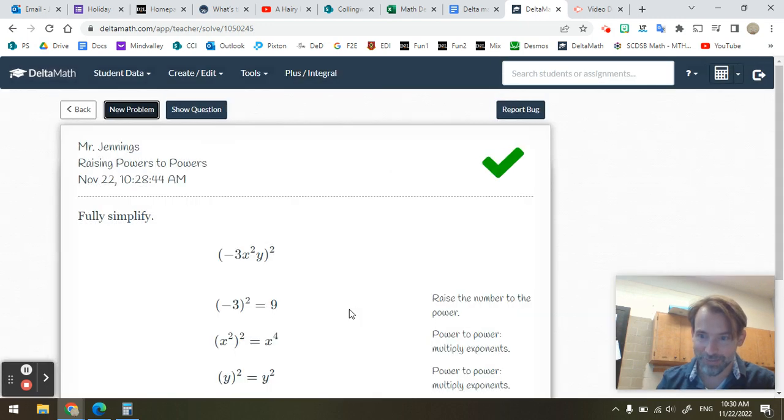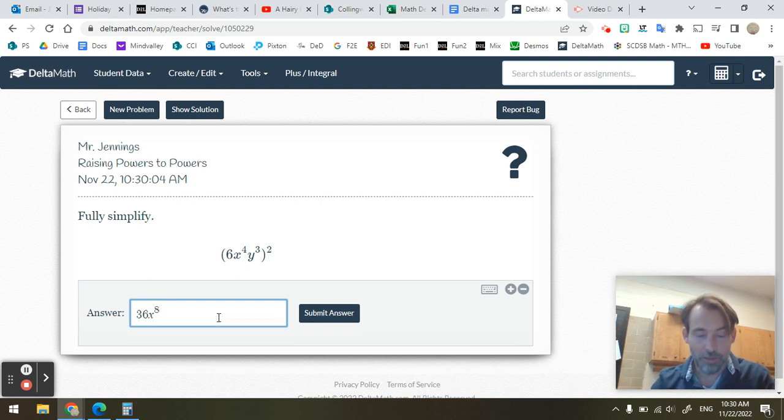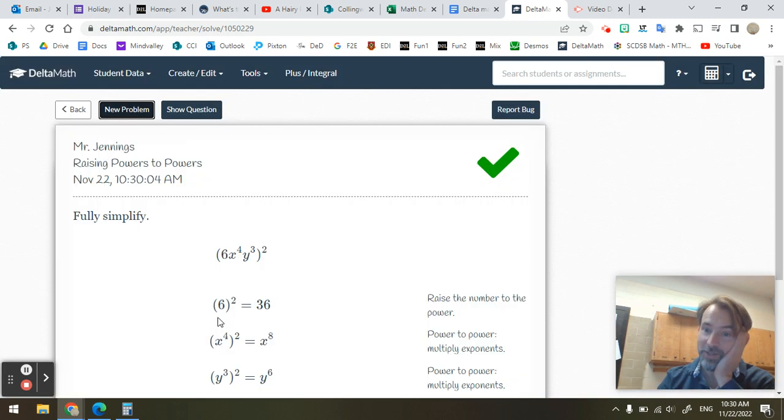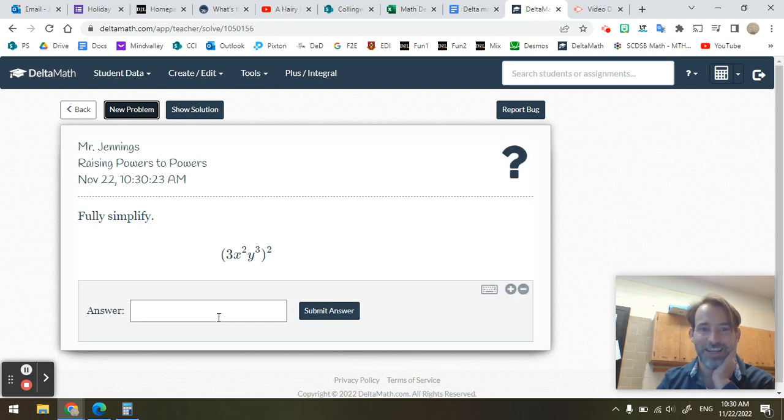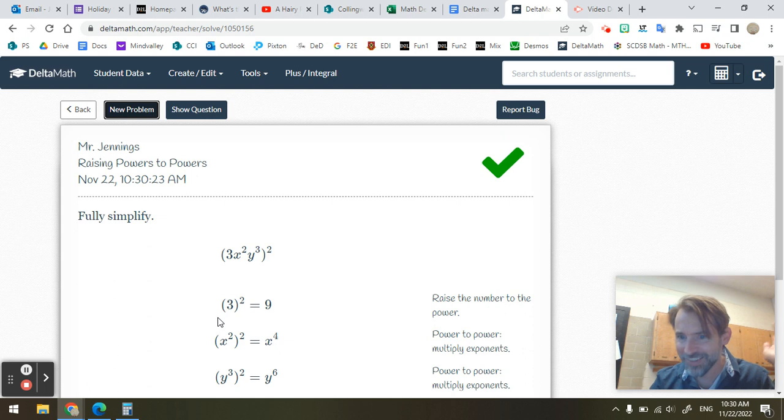All right, let's keep going. 6x to the 4, y to the 3, all squared. Well, 6 squared is 36. X to the 4 to the 2 is x to the 8. And y to the 3 to the 2 is y to the 6. So you multiply the exponents. So you can do these very quickly once you have some practice. This one. Didn't we just do this one? 9x to the 4, y to the 6. All right, that's how you do these.